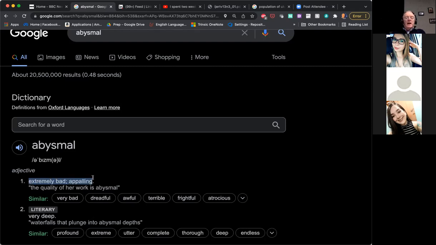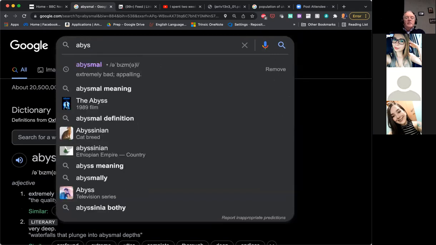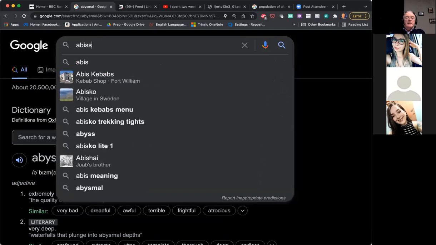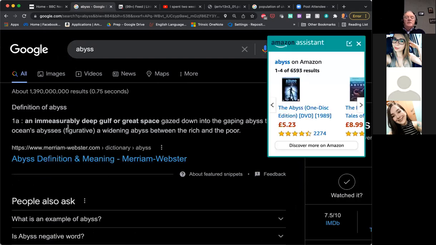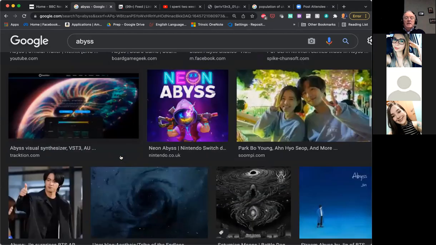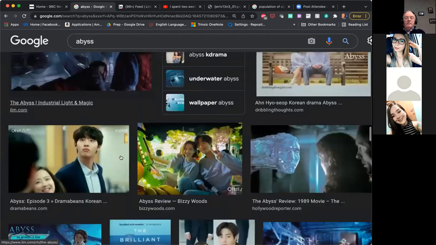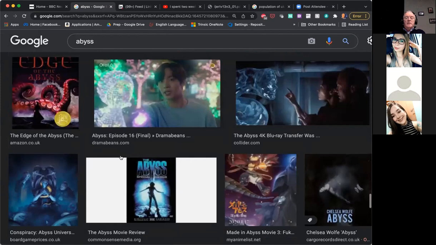And you can think of it as coming from the word abyss. Do you know what an abyss is? It's a good way to remember it. An abyss. An abyss is an immeasurably deep gulf or great space. Gazing down into the gaping abyss, the ocean's abysses. Figurative: a widening abyss between the rich and the poor. So it's like a gulf, yeah? So let's look at abyss in an image and then you'll see it, right? So the problem is when there's a movie called Abyss, then you get all this nonsense coming up.